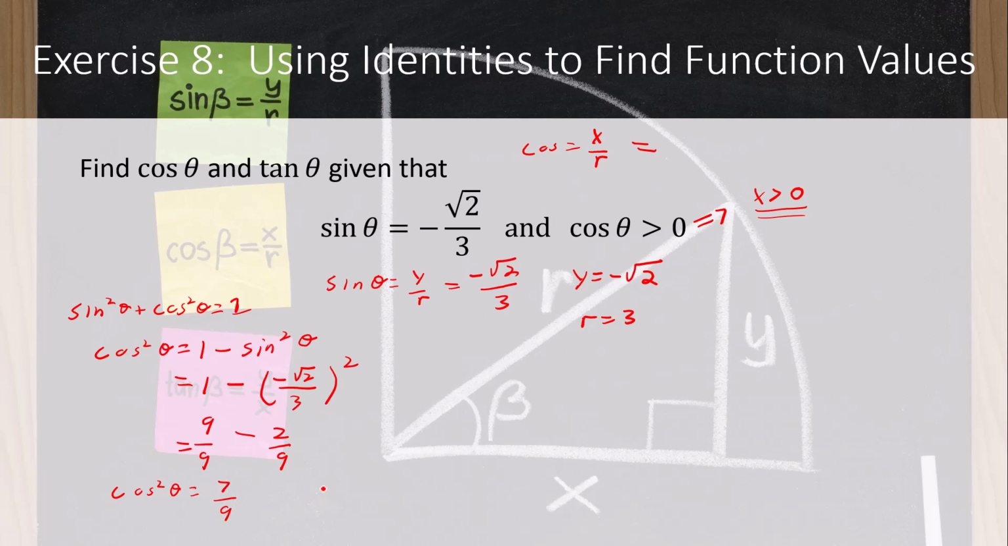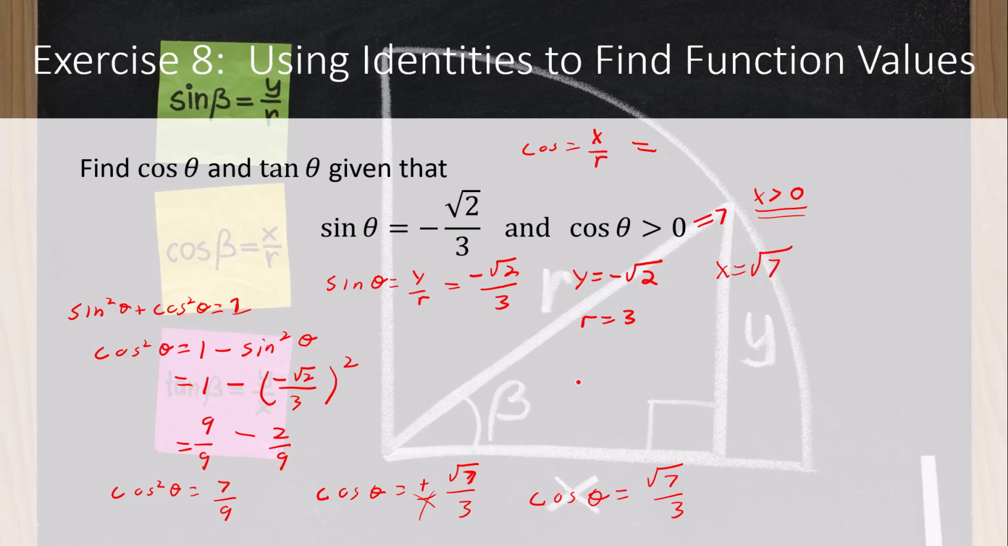If that's the case, then cosine theta is going to be the square root of this, which is going to be plus or minus the square root of 7 divided by the square root of 9, which happens to be 3. But remember, cosine of theta is positive, so it's not going to be negative, and that gives us that cosine of theta is going to be the square root of 7 divided by 3. Okay, so now we know that y is equal to negative 2, r is equal to 3, and if that's the case, then x must be equal to the positive square root of 7.